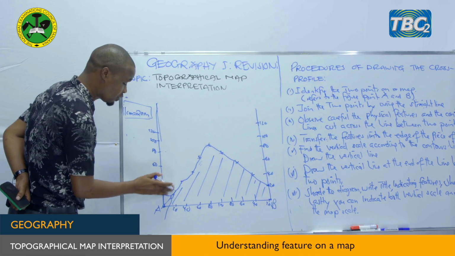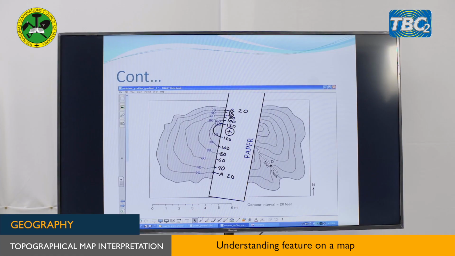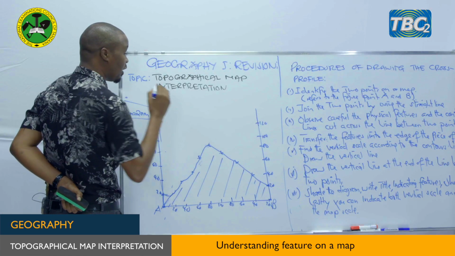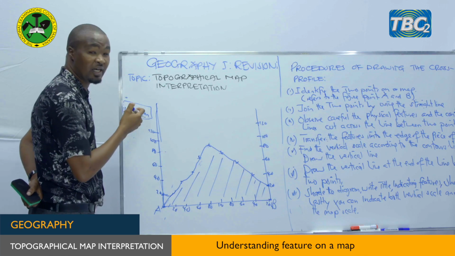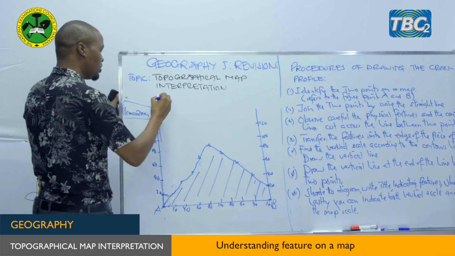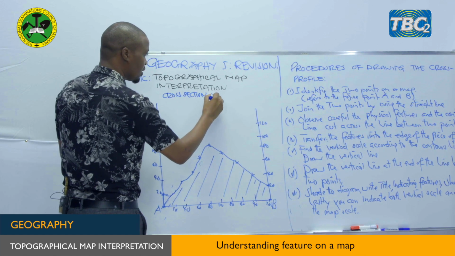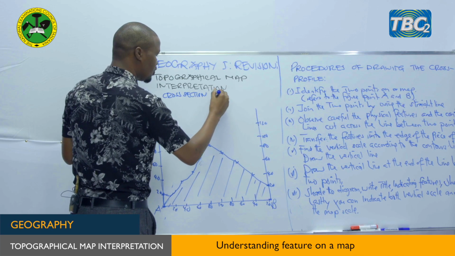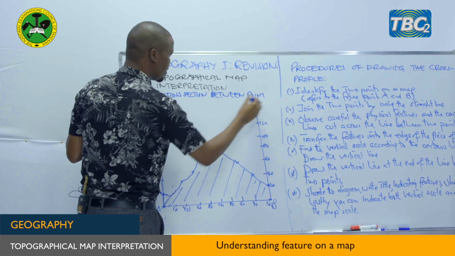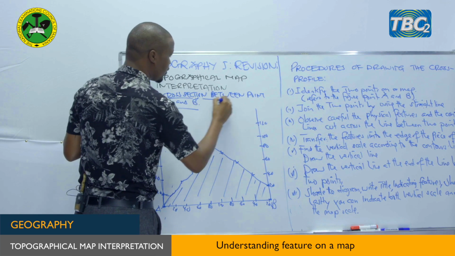According to our question, we don't have a river, railway, or any road cutting across the line. We just have the contour lines cutting across the line, so you leave it as it is. Then after shading, you have to write the title. Because the question asked to draw the cross-section between point A and point B, the title will be the cross-section between point A and B.